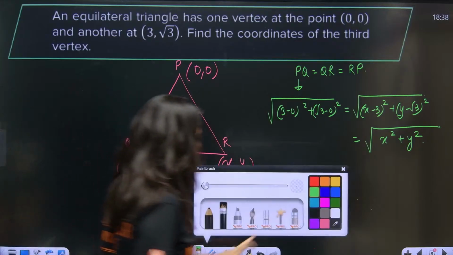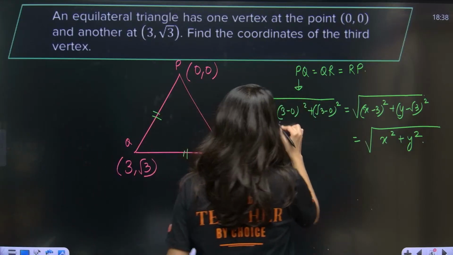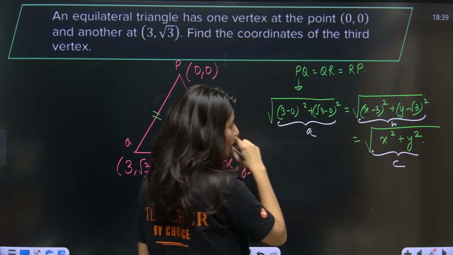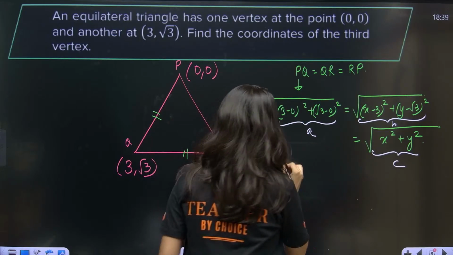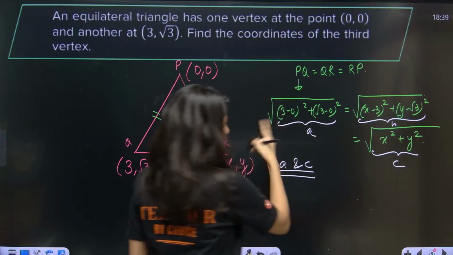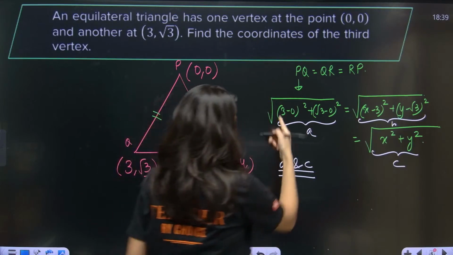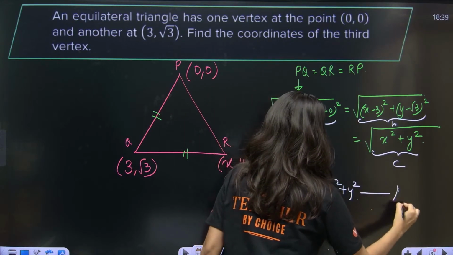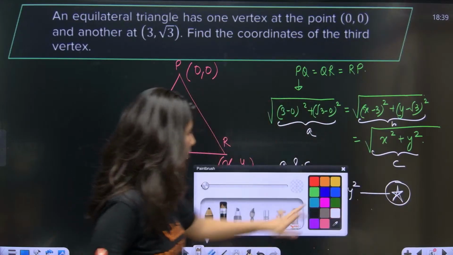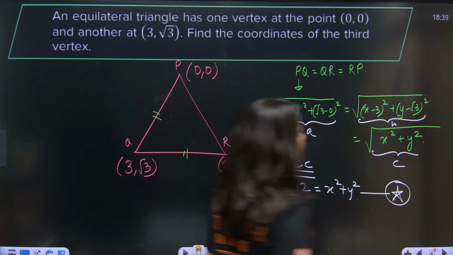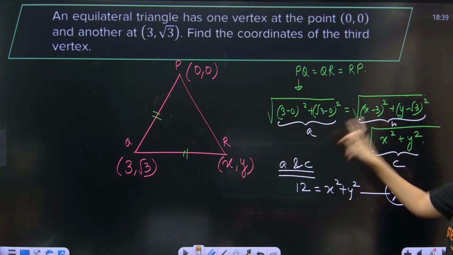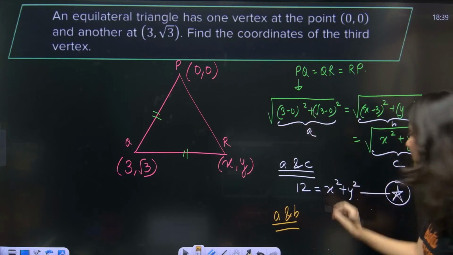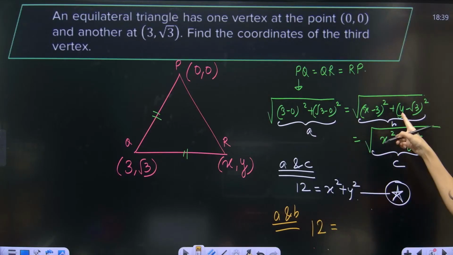Okay. So now let me just mark these as A, B and C. Now I am going to take A and C together. So if A and C are together, square root gone. This is 9 plus 3, 12, is equal to x square plus y square. That is your star equation. Star equation, everybody. Now I am going to take A and B together. So if you take A and B together, this is what? 12 again.